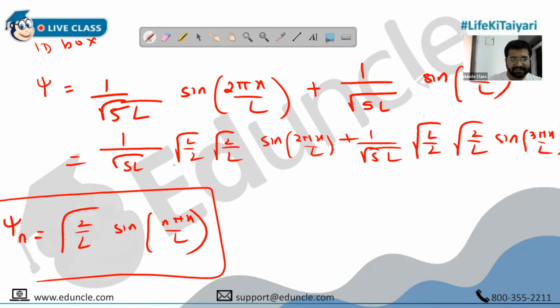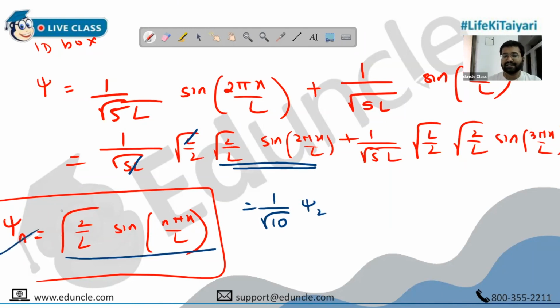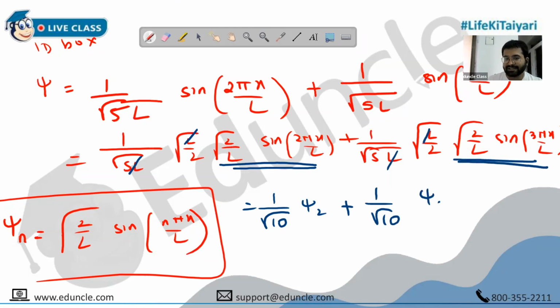Okay. So now as we see here, first of all, root L and root L gets cancelled, and we have got 1 upon root 10. Root of 2 by L sine 2 pi x by L, this becomes psi 2, because root of 2 by L sine n pi x by L is psi n. Similarly, L and L gets cancelled. I've got again 1 upon root 10. Root of 2 by L sine 3 pi x by L, this becomes psi 3. So we have got C2 psi 2 plus C3 psi 3.